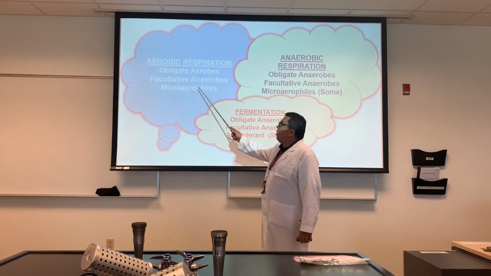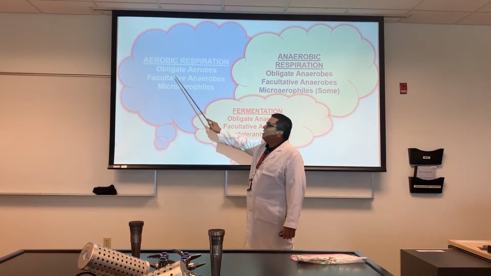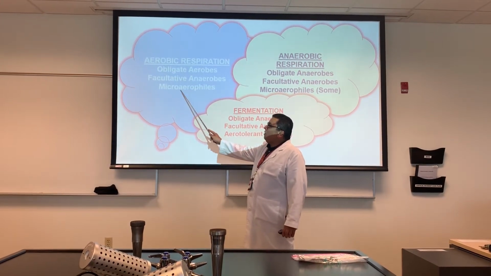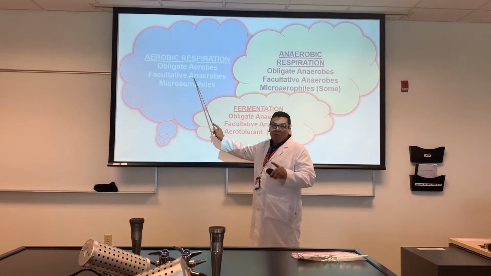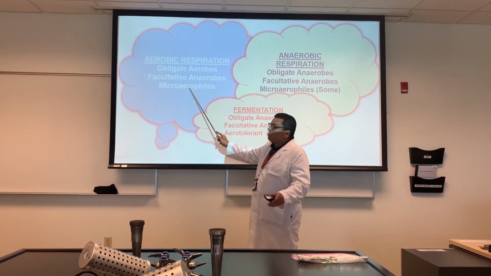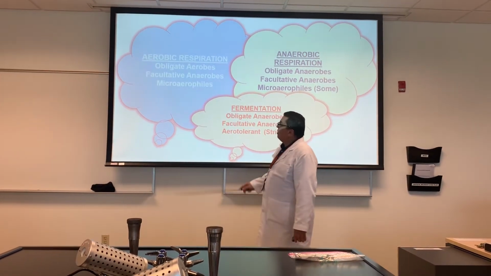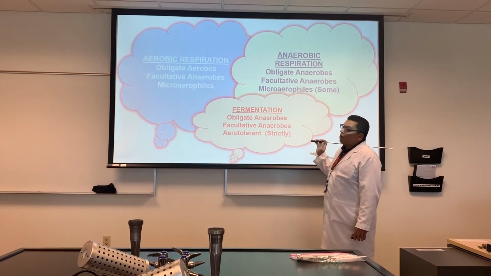So you have to know what each one of these can do. Obligate aerobe, only aerobic respiration. Facultative anaerobe, any one of these. A microaerophile can do aerobic respiration, but only under low concentrations of oxygen. High concentrations of oxygen, like atmospheric oxygen, kills it. Some microaerophiles can also do anaerobic respiration.